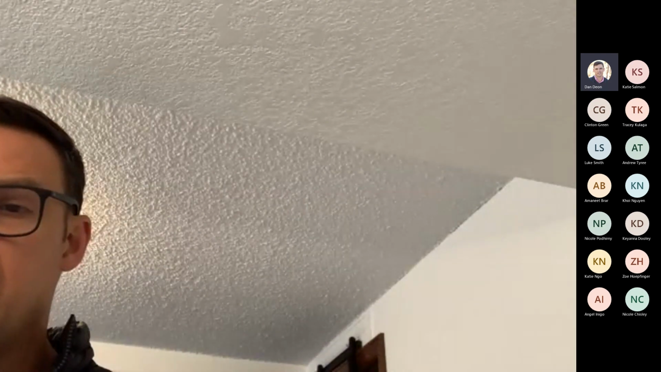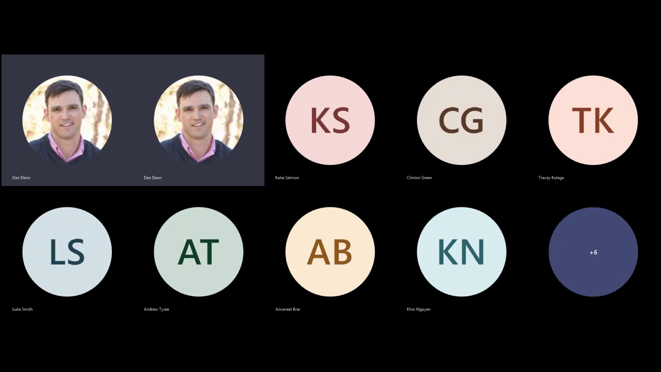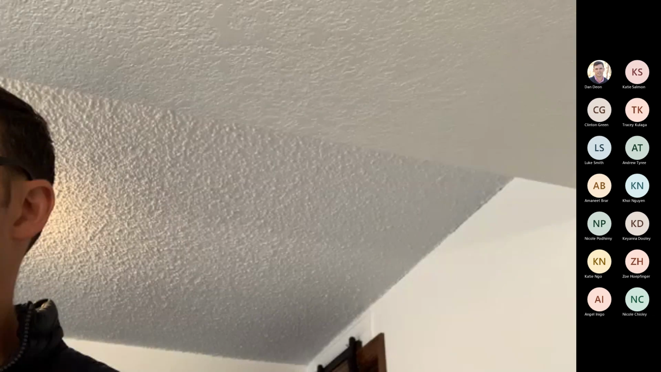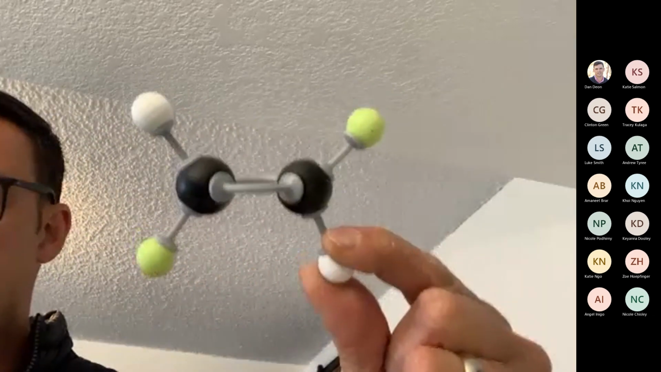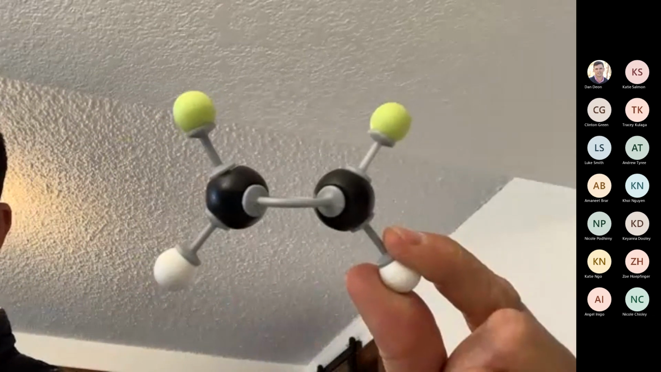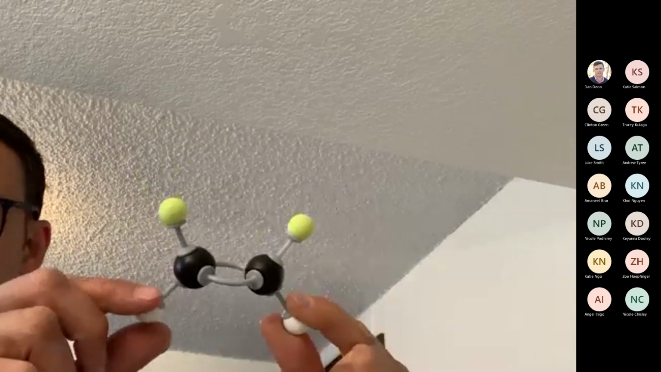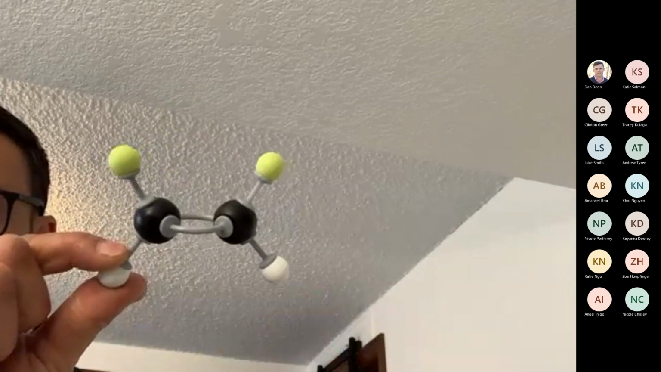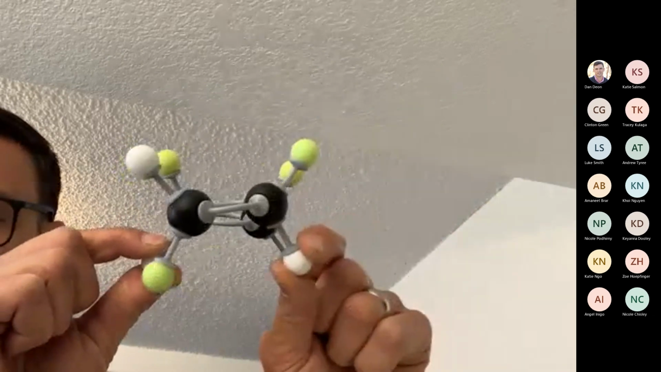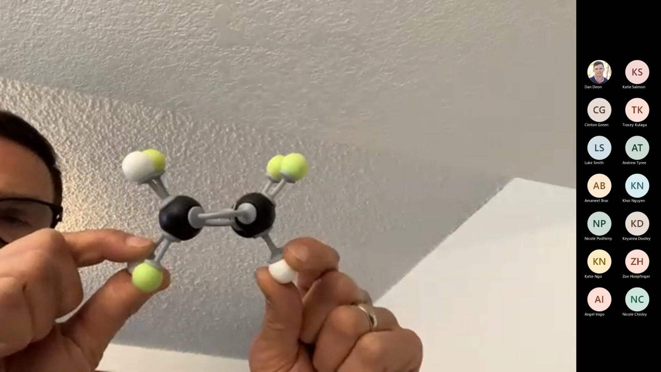I just happen to have some right here. This would be a trans isomer. You see that I put the two yellow groups on opposite sides of the double bond. And this would be a cis isomer. You see I put the two yellow groups on the same side of the double bond. If you compare the two, they are not the same. They have a different arrangement of atoms in space.